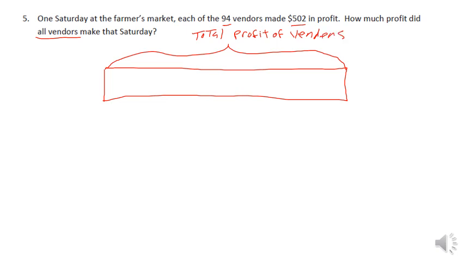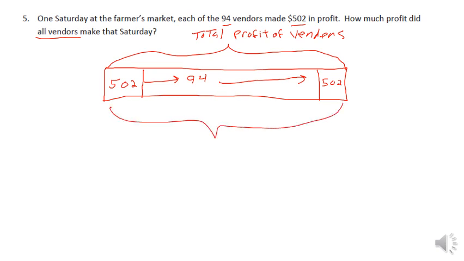Now, we know that there are 94 vendors. So I can put like this, put an arrow, I put 94 vendors. That just lets us know there's 94 sections here. And in each section was $502. So to solve this, we can see we have 502 times 94. So now let's take 502 times 94.